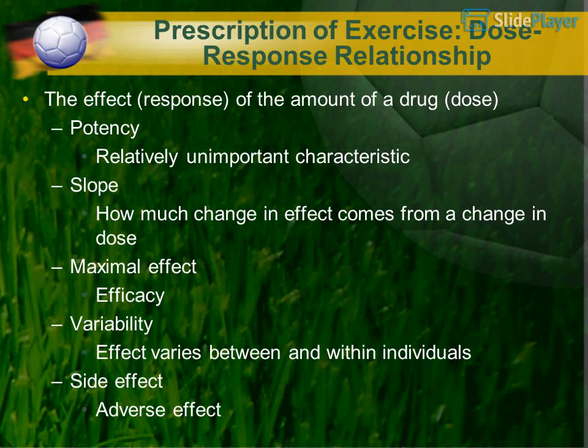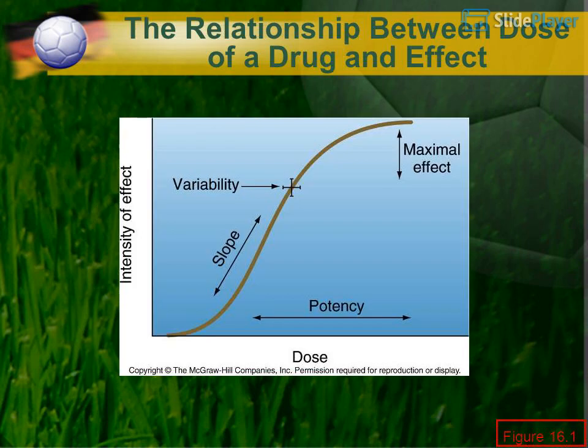Prescription of exercise: the dose-response relationship. The effect, or response, depends on the amount of a drug, the dose. Potency is a relatively unimportant characteristic. Slope is how much change in effect comes from a change in dose. Maximal effect is efficacy. Variability: the effect varies between and within individuals. Side effects are adverse effects. This is the relationship between the dose of a drug and its effect.